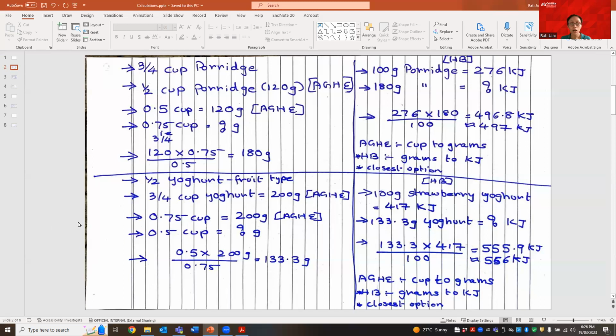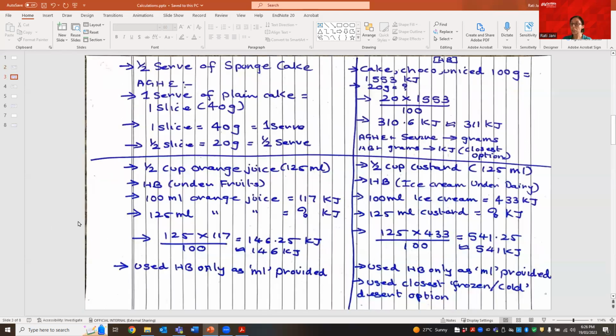Now I'll take another example. Let's say the patient's dietary recall is not in cups or glasses or household measurements as such. It is telling you the patient is having half a serve of sponge cake. You might think, okay, that's random, how it's written, half a serve of sponge cake. Now I need to calculate kilojoules from that. So how do I go about it?